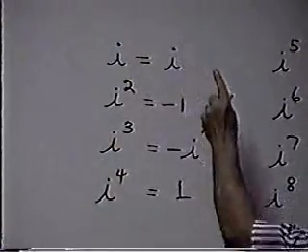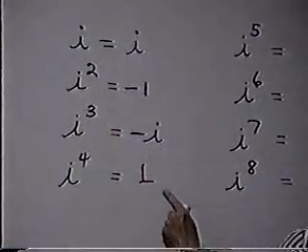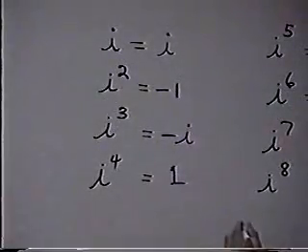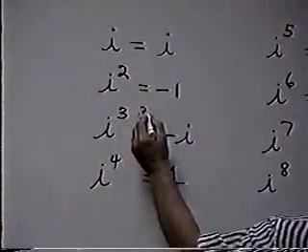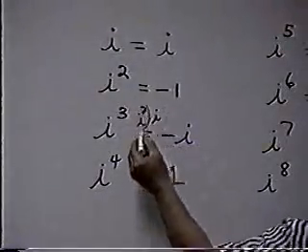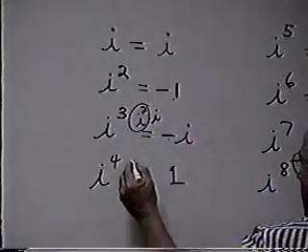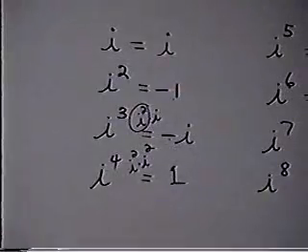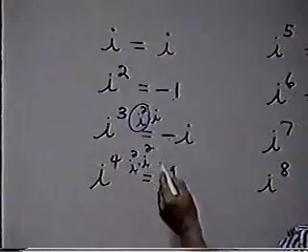i to the first power is i. i to the second power is minus 1. i to the third power is minus i. And i to the fourth power is plus 1. Several reasons. Number one, i cubed is i squared times i. And what is i squared? Previously, minus 1. So that's where the minus comes from. i to the fourth is i squared times i squared. Well, i squared is minus 1, and minus 1 times minus 1 is plus 1.